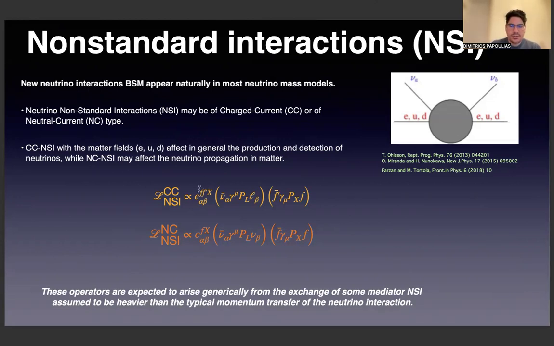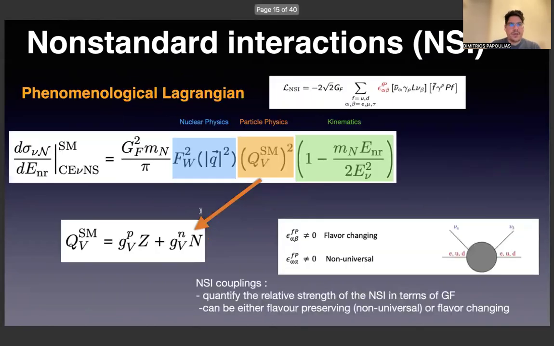Our aim is to put constraints on these epsilon parameters, as you will see right now. So to begin with, let me show you first the phenomenological Lagrangian. For the case of the standard model, the cross-section is shown here. So you have nuclear physics effects, particle physics effects, and kinematics.